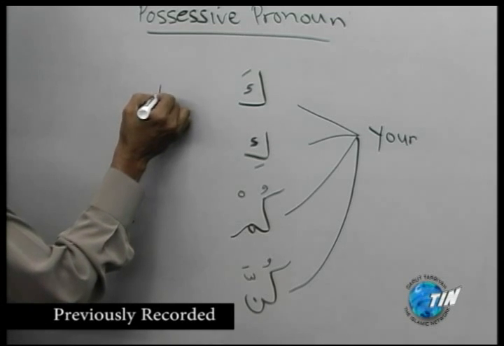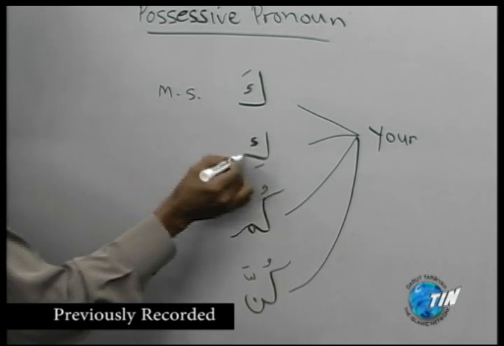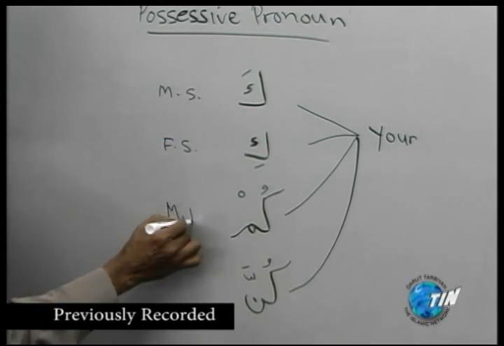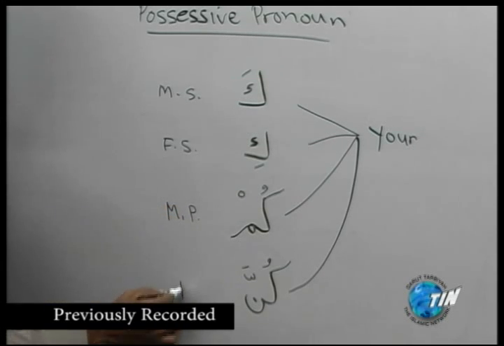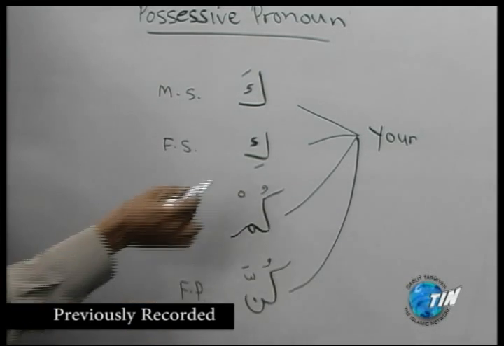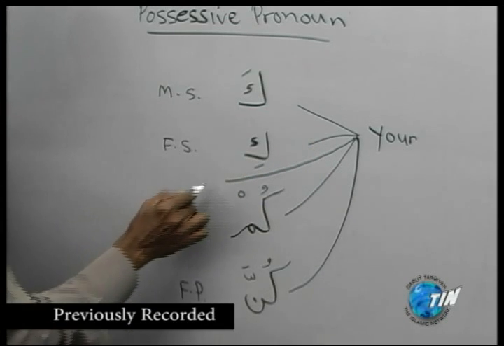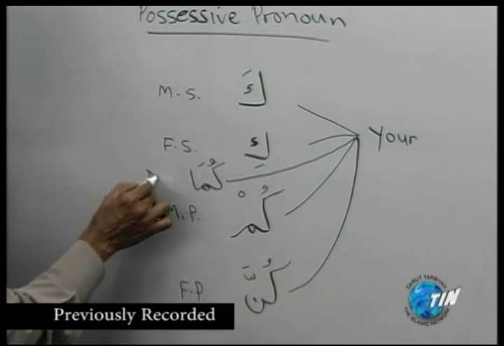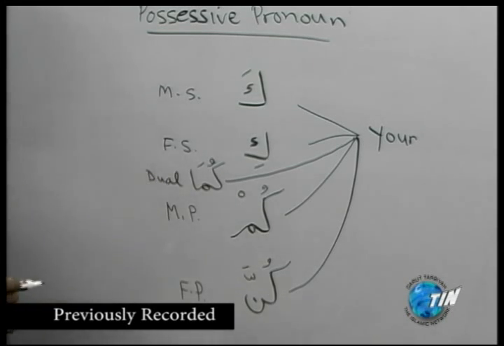All of them mean your. This one here is masculine and singular. This one is feminine singular. This is masculine plural, and this is feminine plural. And you also have one more, kuma. This is dual. All of them mean your. In the Arabic language, you have each one for a different person, so it becomes very specific.